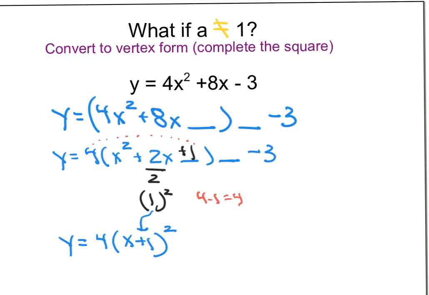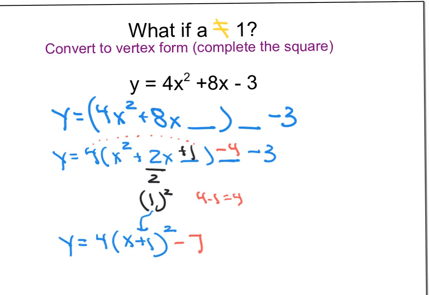So what would balance with a positive 4? It will be a negative 4. So negative 4 minus 3, we've got a negative 7. So our vertex form is y equals 4 times the quantity of x plus 1 squared minus 7.